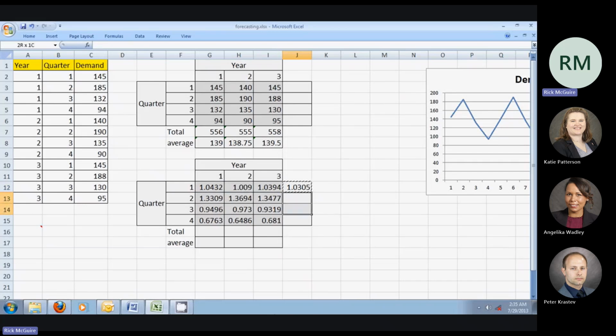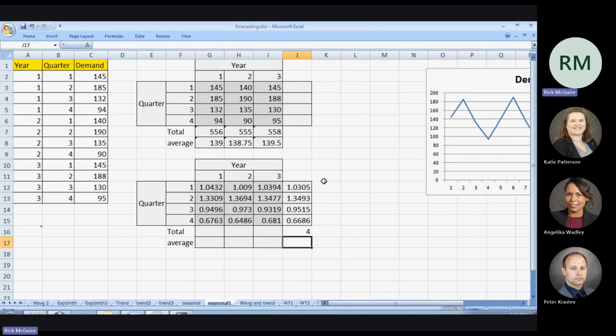Control C and paste it down. A technical point: the sum of these seasonal indices should equal the number of periods of the year or the day that we are considering. So since we have 4 quarters, the sum should be 4, equal to the sum of these 4 periods. Wonderful, it is 4. In case it is not, we would have to proportionately increase or decrease each of the seasonal indices to make it equal to 4. So now these are the seasonal indices for each of the 4 quarters.